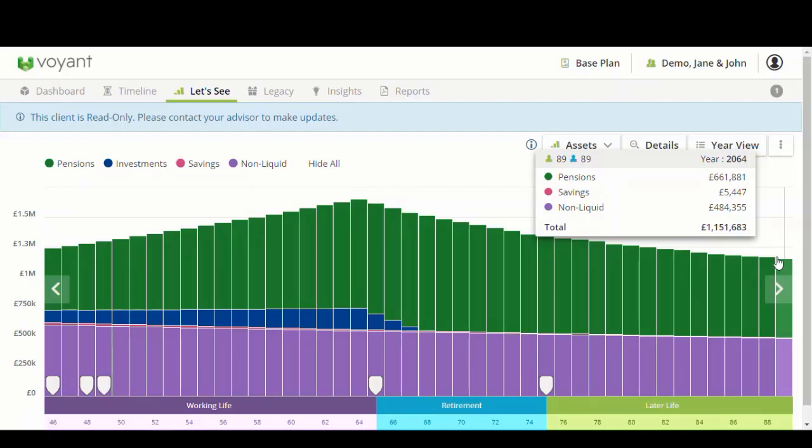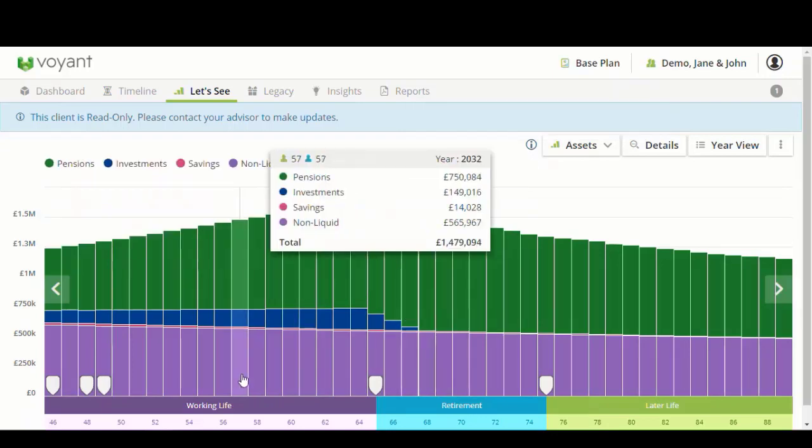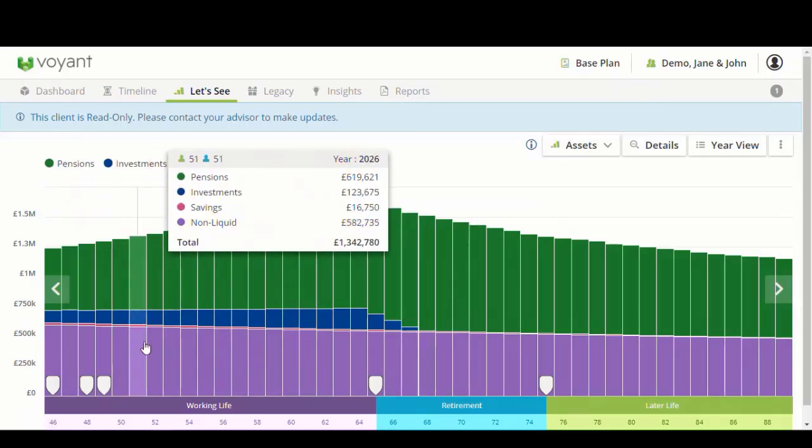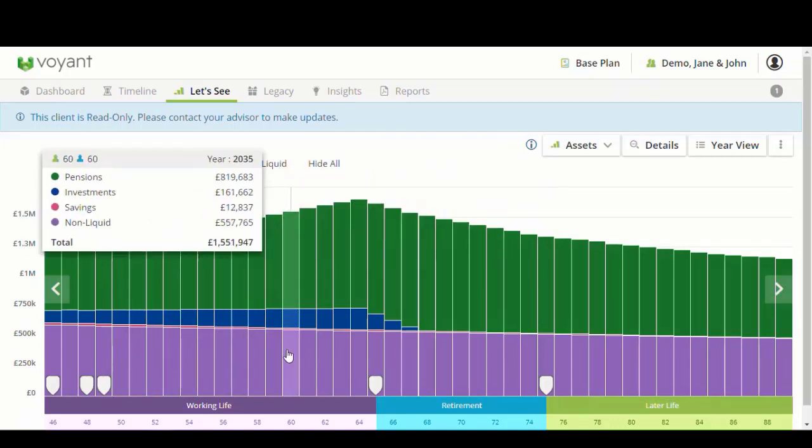What you can also see in this chart is the CPI is set at 3%. And as I've modelled the property growth at 2.5%, you can also see that during the lifetime of this plan, the property is decreasing in value slightly over the period.